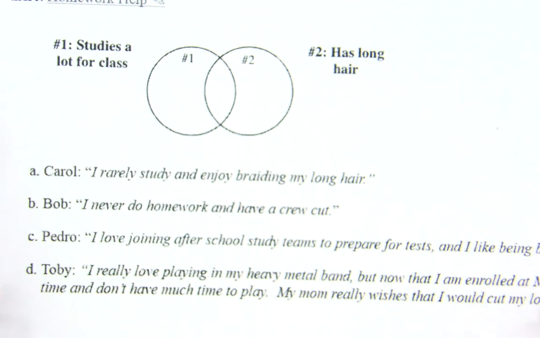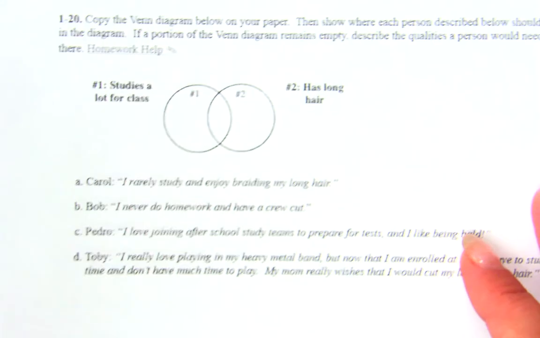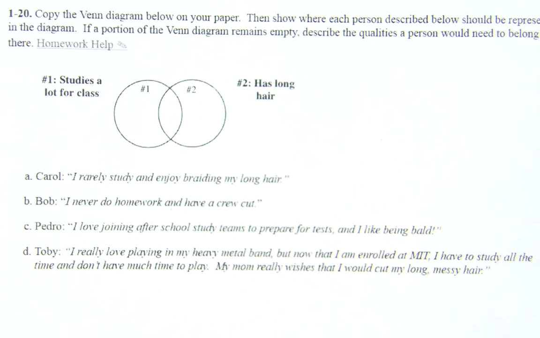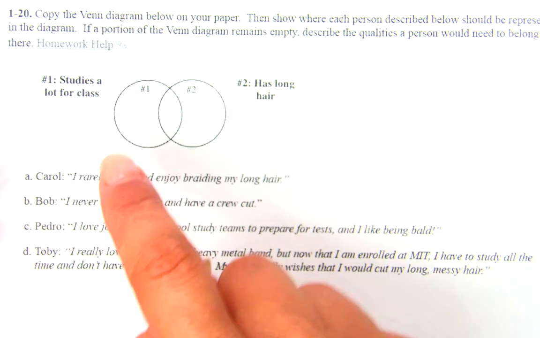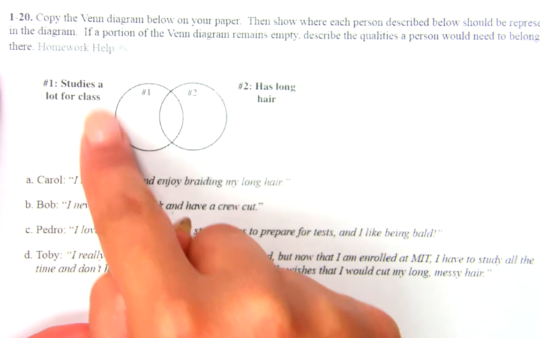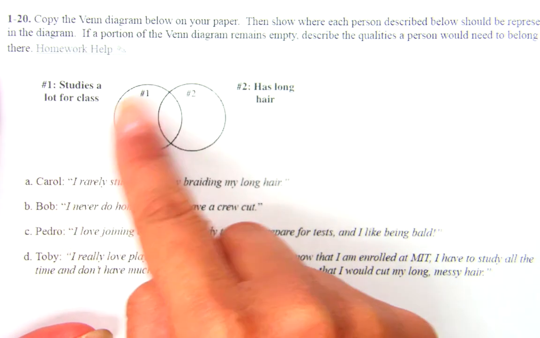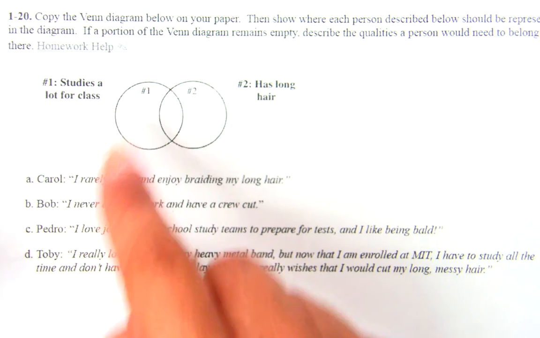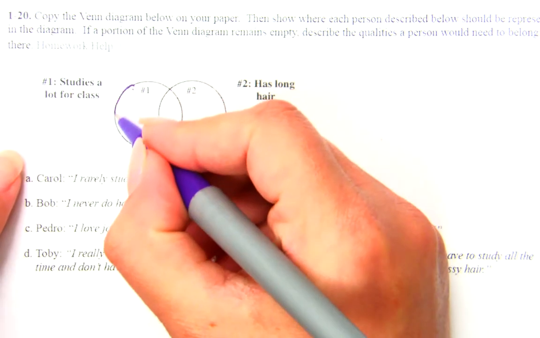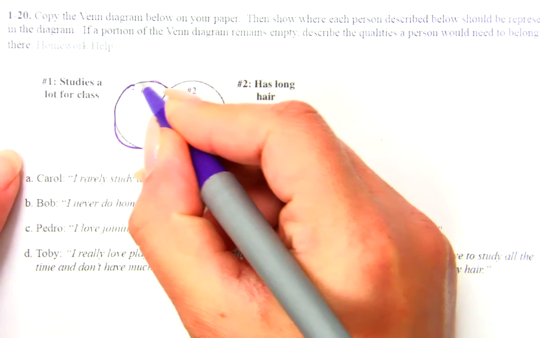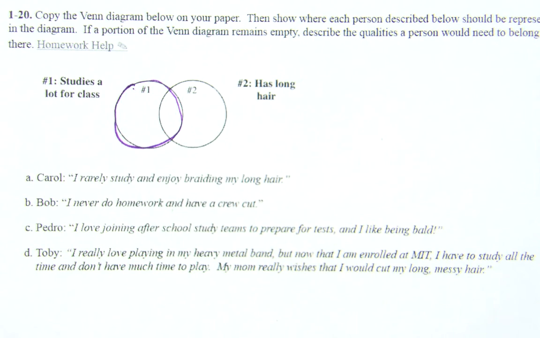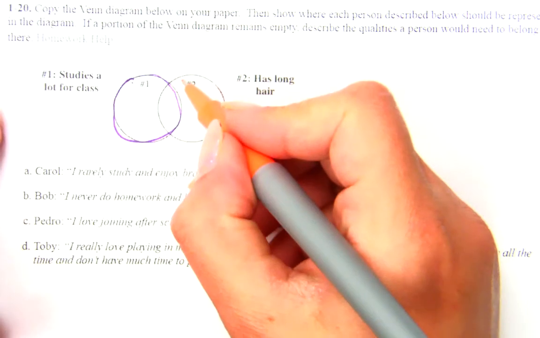And then 20, which is kind of fun. Copy the Venn diagram below on your paper. Show what each person describes. So the problem is I kind of don't like the way they did this. People outside the circle are not the people who study a lot for class. The people who study a lot for class are actually everyone in this purple circle right here. And everybody in the orange circle has long hair.